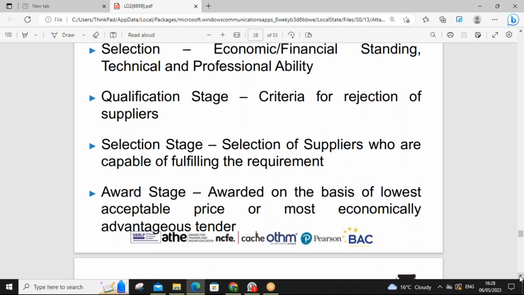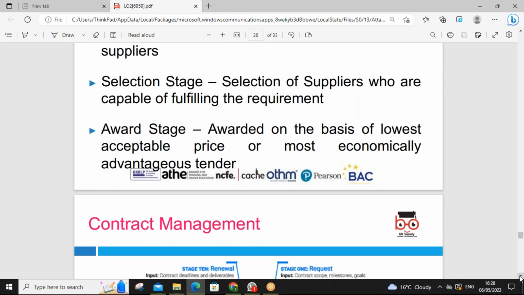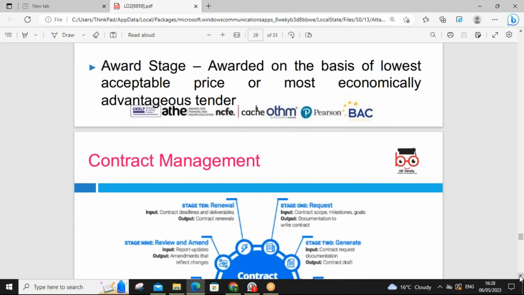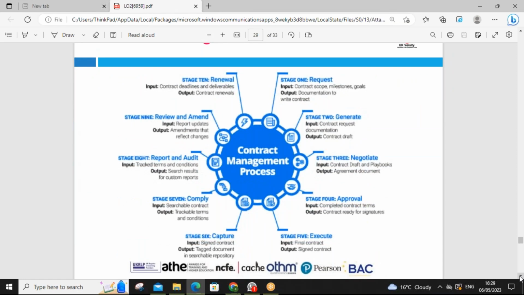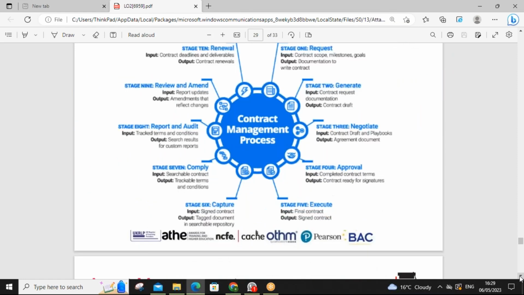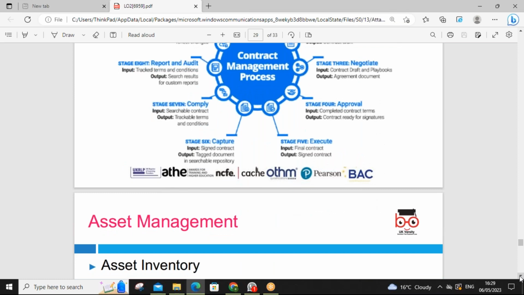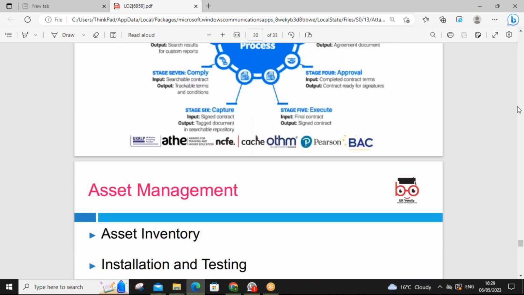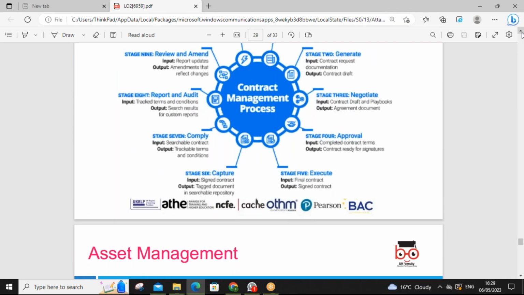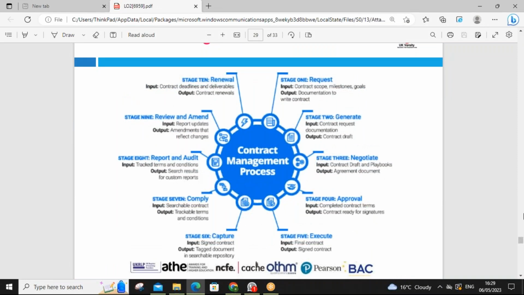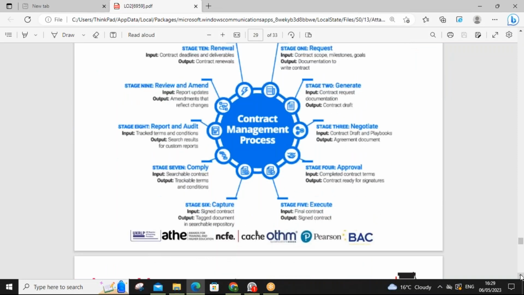We need the qualification stage, the criteria for rejection of suppliers. We can look at the selection stage, selection of suppliers who are capable and have credibility. Award stage, we can award on the basis of the lowest acceptable price with economy and their reliability as well. We can look at the contractual management stages we discussed yesterday in our lesson: stage 1 request, stage 2 generate, stage 3 negotiate, stage 4 approval, stage 5 execute, stage 6 capture, and stage 7 comply, report, review and renew. We need to follow these stages.